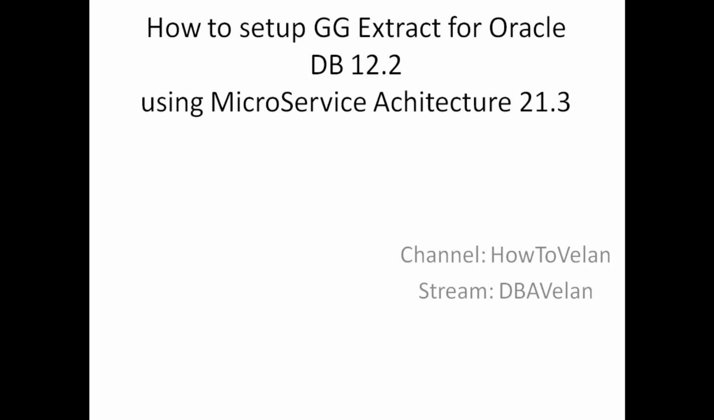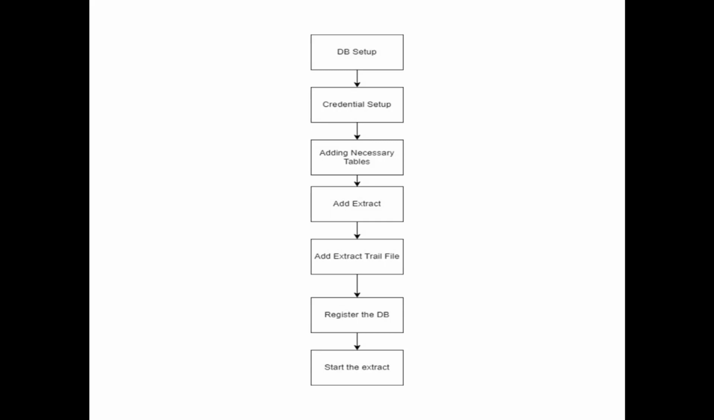In this video, we are going to see how to set up Oracle Golden Gate extract for Oracle Database version 12.2 using Golden Gate microservice architecture 21.3. At high level, these are the steps involved.